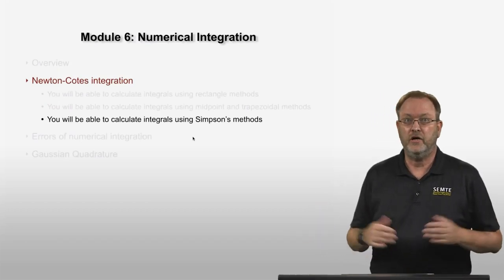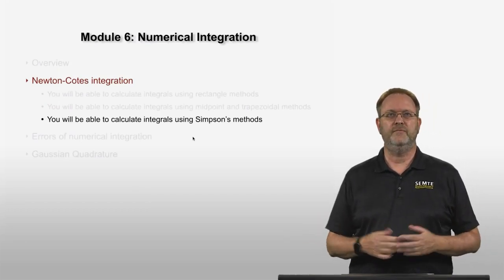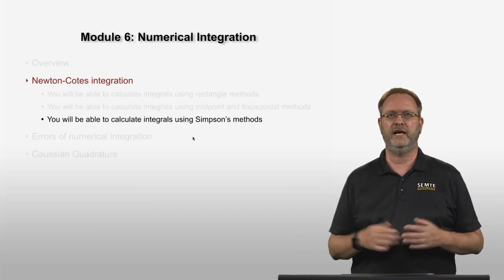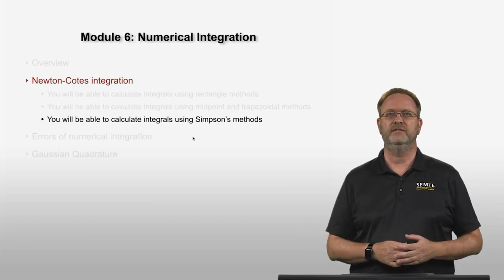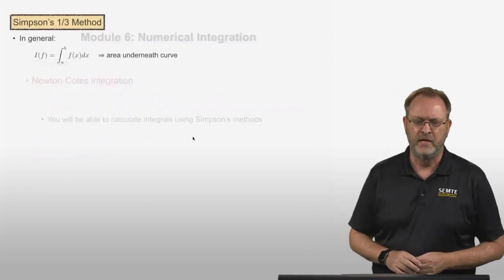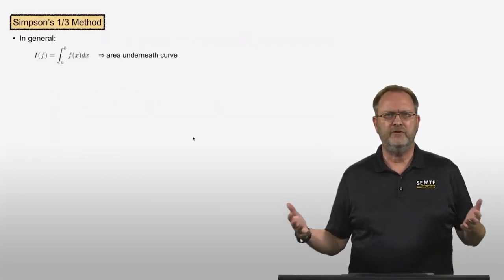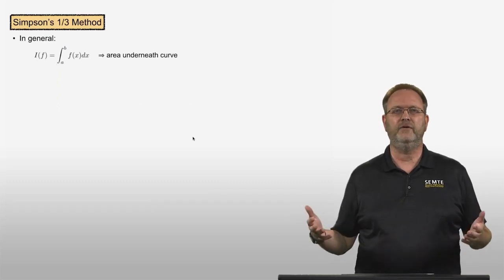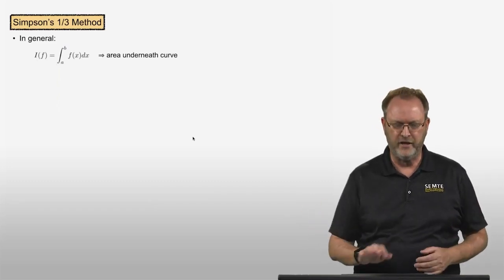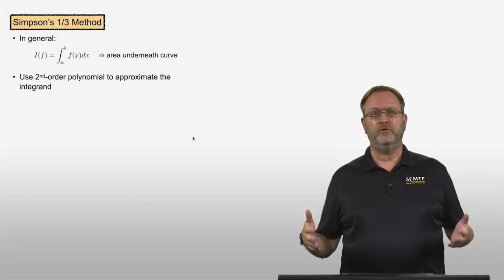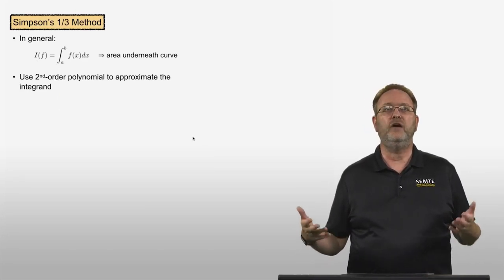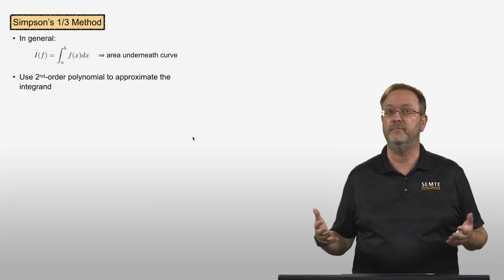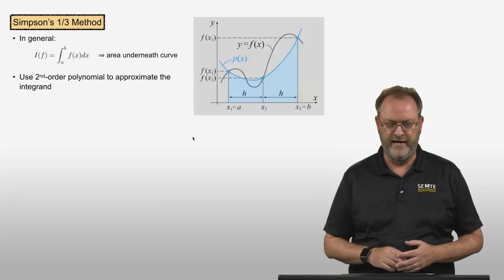Welcome to this video on the Newton-Cotes integration method, where at the end of this video you will be able to calculate integrals using Simpson's methods. So as a reminder, what we're trying to do is calculate the area underneath a curve by integrating a function f of x from a to b. And for Simpson's methods, we are now going to use second-order polynomials to approximate the integrand f of x.